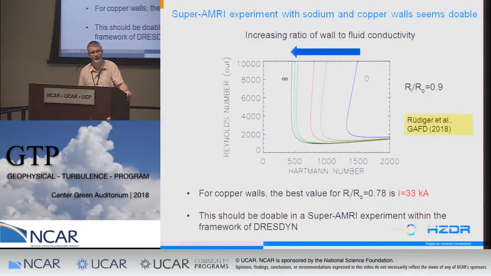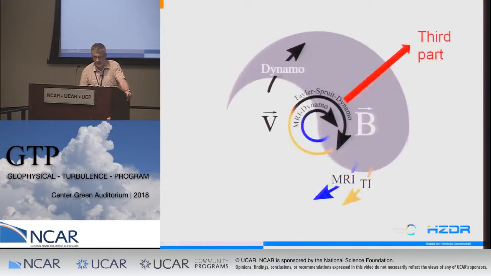Now we have to check, can such an experiment on magnetic destabilization of positive shears be done in an experiment? And the answer is now yes. We have to go to a configuration with sodium and with copper walls. Conductivity plays a big role. And then it seems that we need only a central current of some 33 kiloamps in the middle to destabilize positive shear flows by a pure B phi. And we hope that we can do such an experiment also in the framework of Dresden.